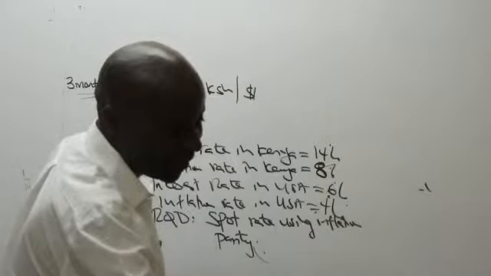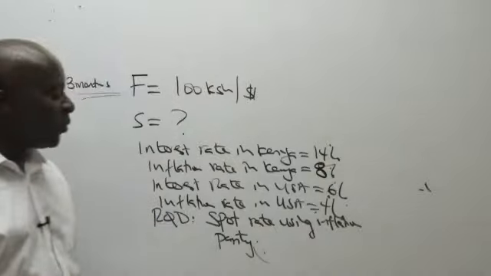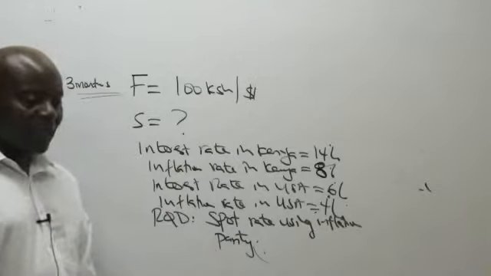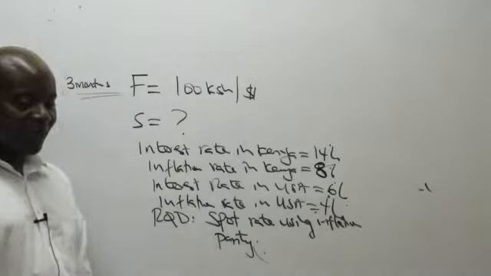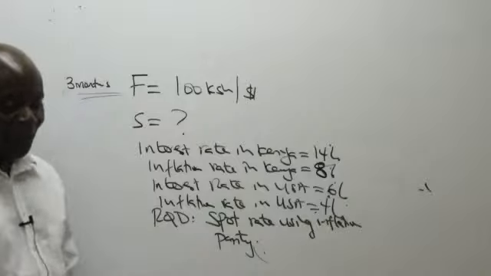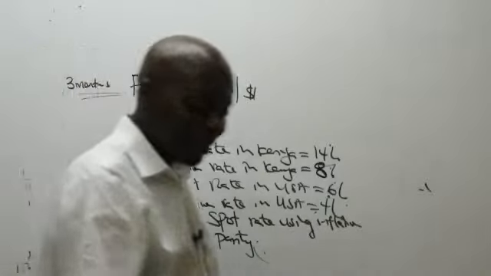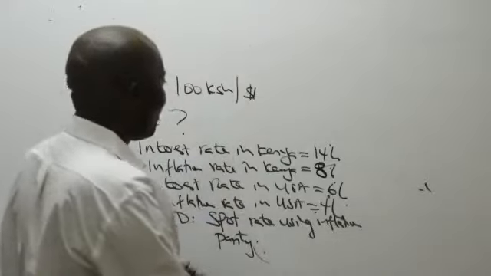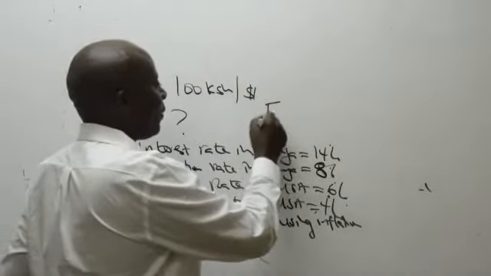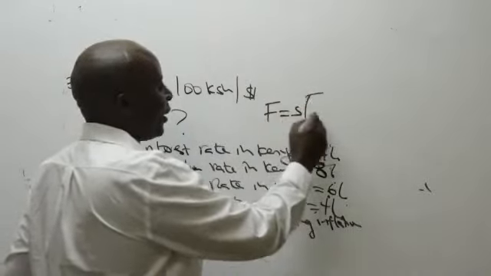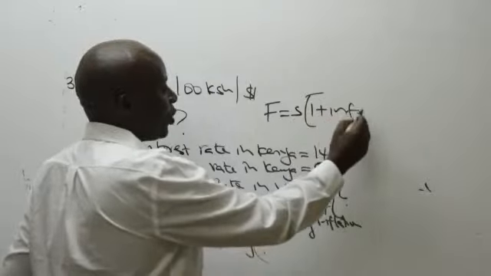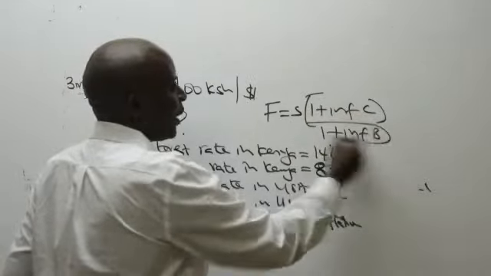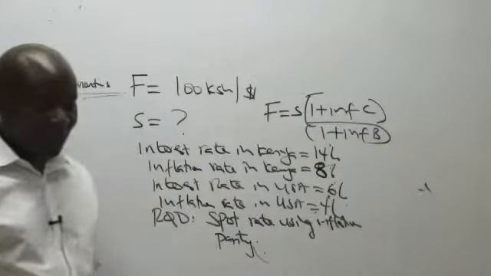Thank you very much. Is there anybody who has already been able to get an answer for us? Maureen, I'll remind you because today is your day. So F equals the spot times 1 plus inflation of country C, over 1 plus inflation of country B.